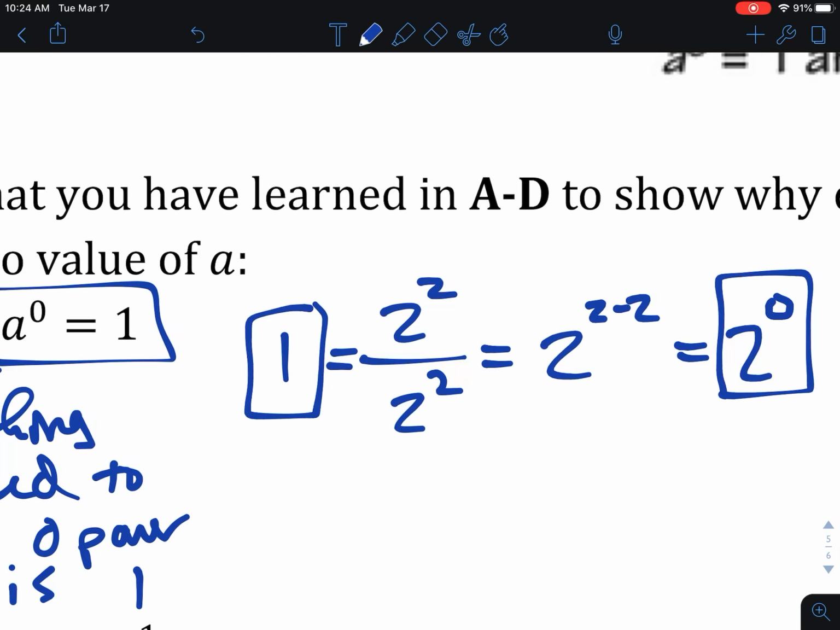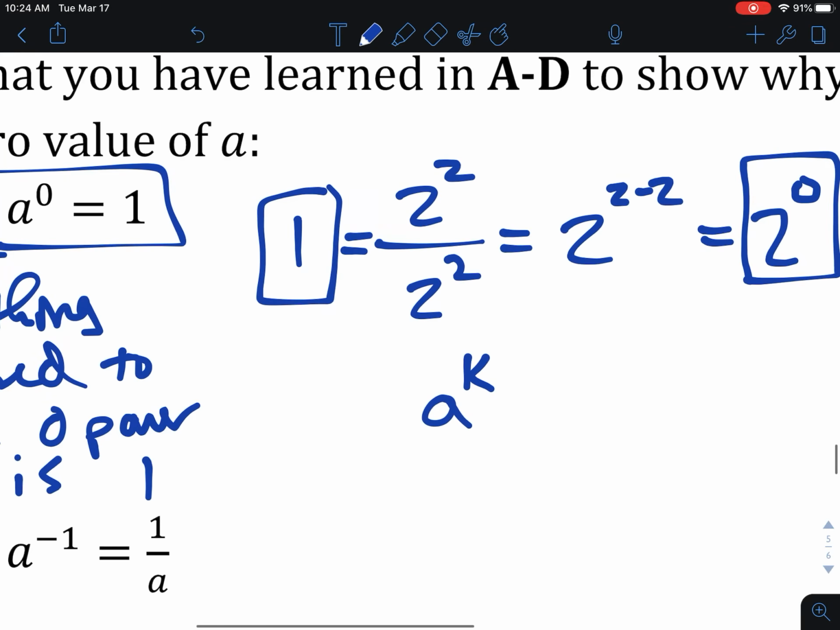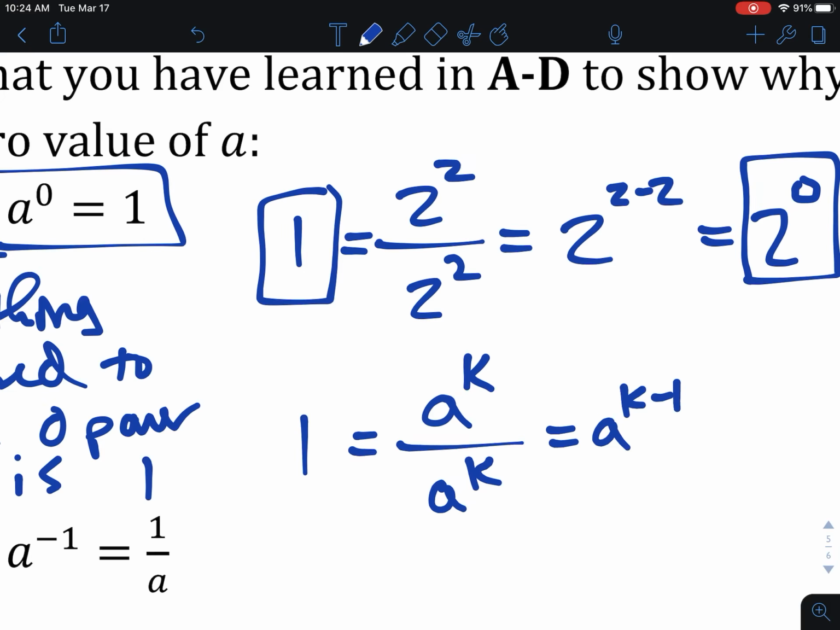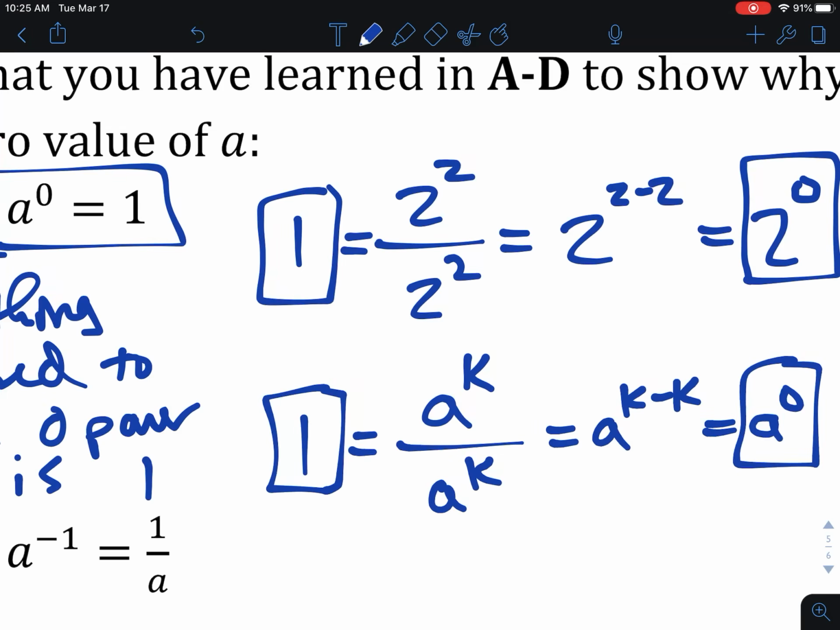And then I just picked 2 for simplicity. It could be anything. It could be any exponents. So we could call it a to the k, just to give it some letters, over a to the k, right? Those could be any numbers, so I'm using letters to show that. Well, that's 1, because again, anything divided by itself is 1. That's a to the k minus k, which is a to the 0. So there you go. A to the 0 equals 1.